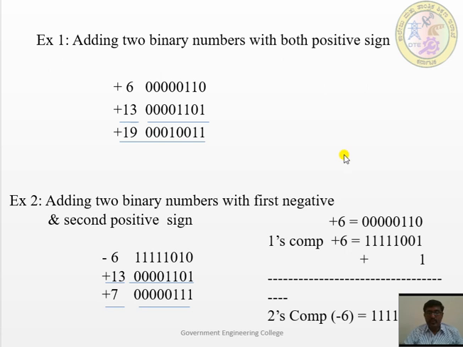Next, adding two binary numbers with the first negative and second positive sign here. Minus 6 plus 13. So first you should convert the numbers. Minus 6 has been taken as 1, 1, 1, 1, 1, 0, 1, 0. How has it been converted? The normal 6 value is converted to a 2's complement value. So depending upon that we can go.